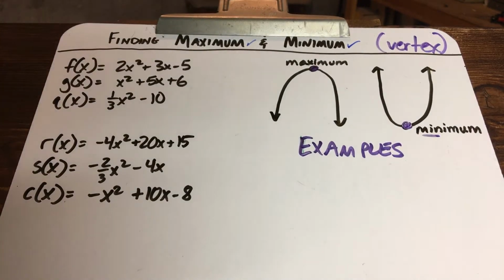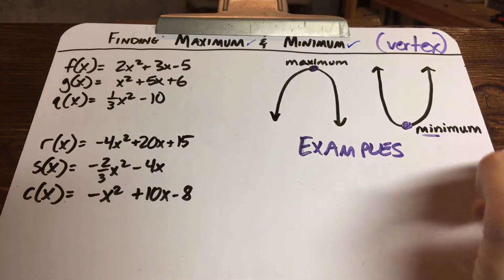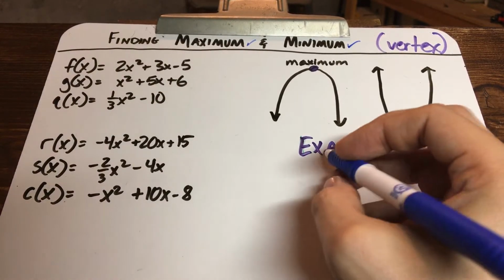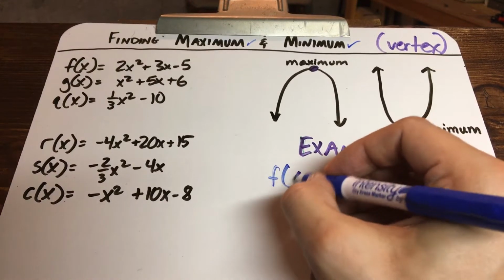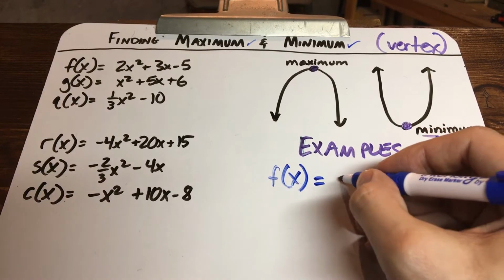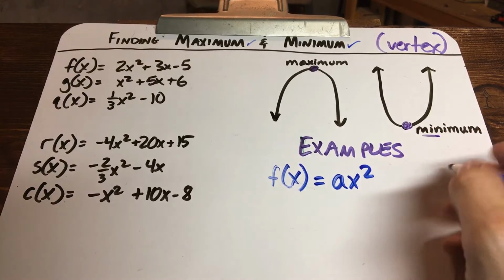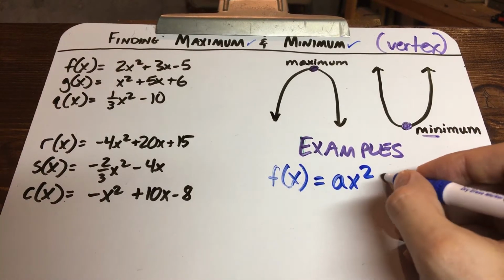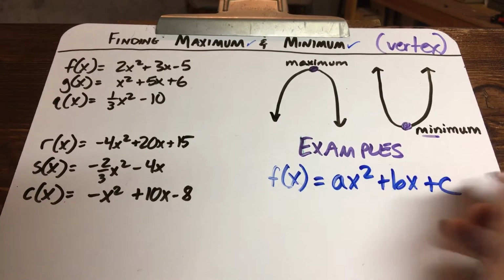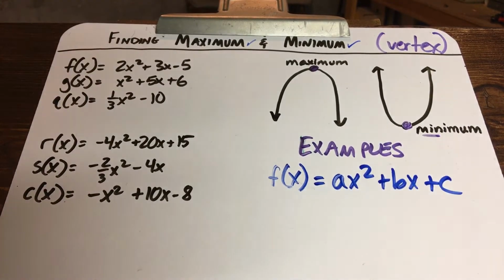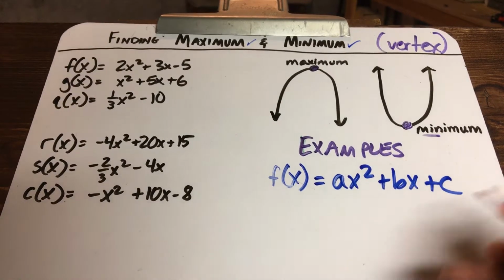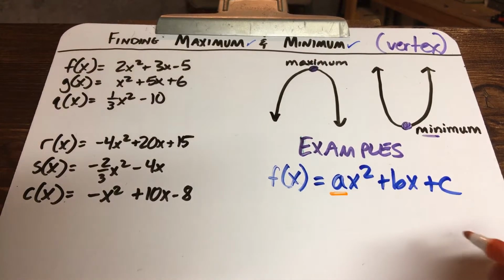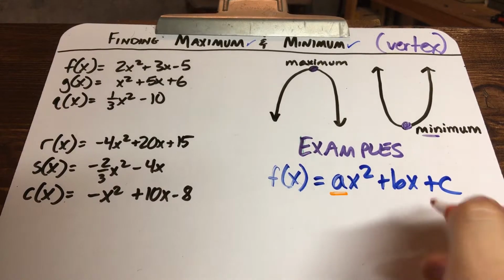Now, how can you tell just by looking at an equation if it's going to have a maximum or a minimum? Easy. Do you remember when we started this chapter and we looked at the general formula for a parabola? It looks something like this. Sometimes they put other stuff on the end, but the other stuff on the end doesn't matter right now. You know how you can tell if it opens up or opens down just by looking at it? It always had to do with this number right here, the letter A.